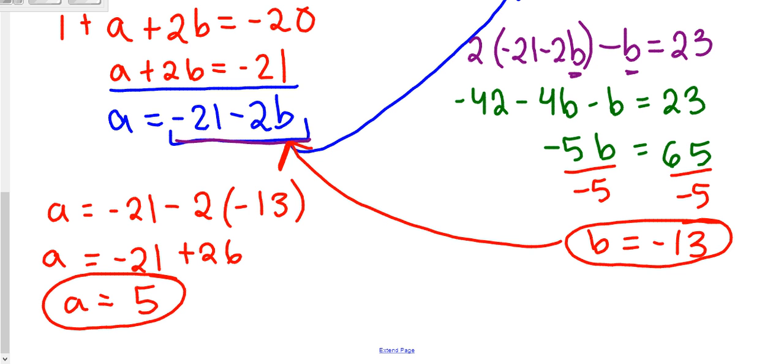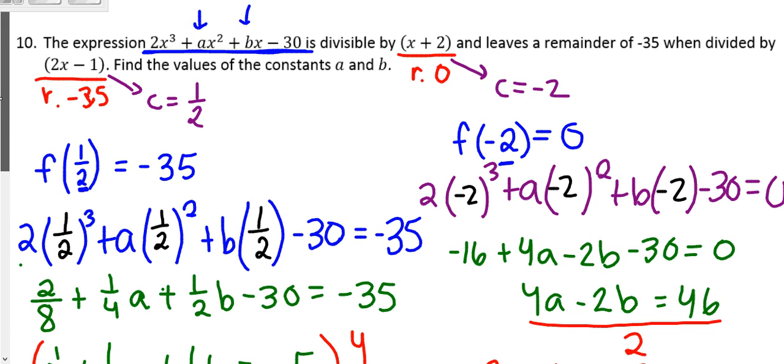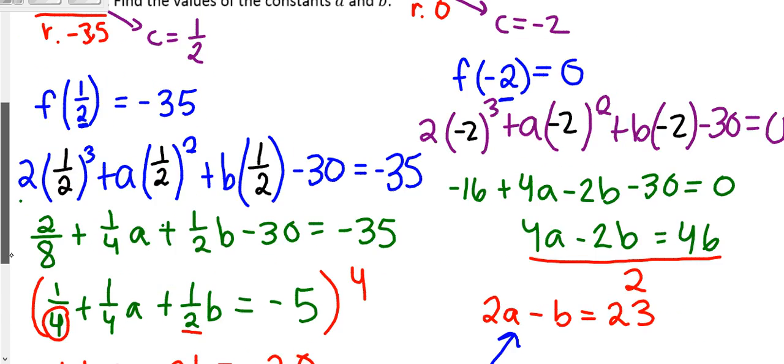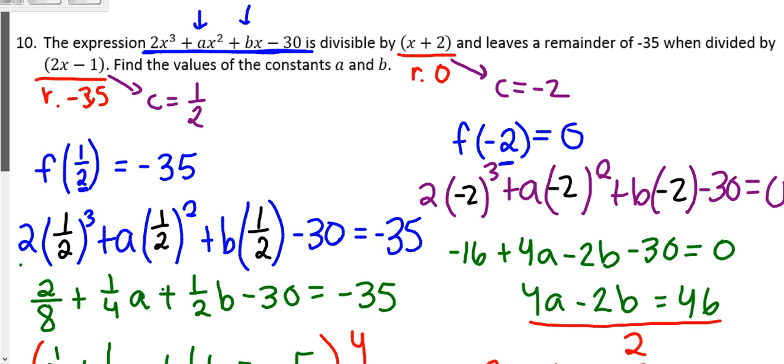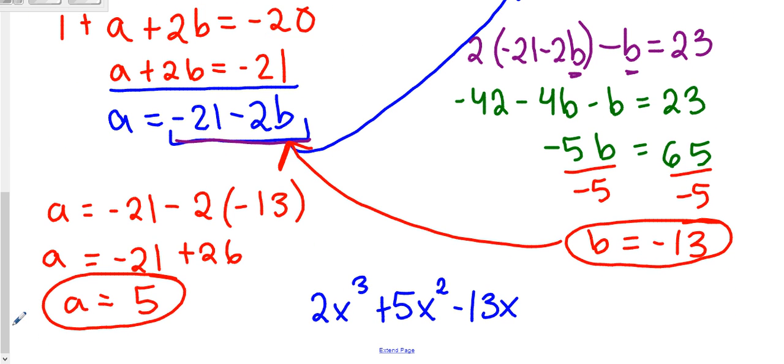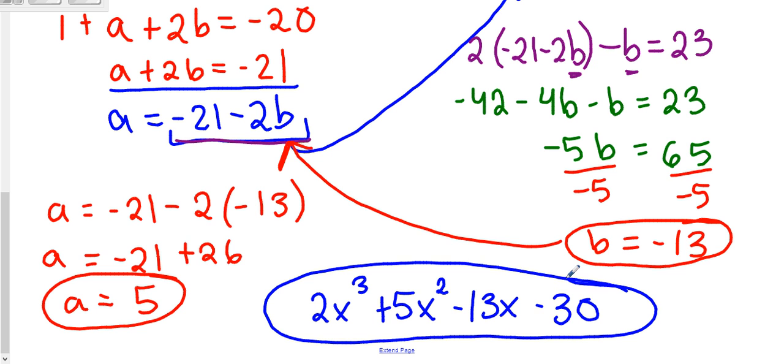So if we needed to rewrite our final answer, we would have 2x cubed plus ax squared plus bx minus 30. So 2x cubed plus 5x squared minus 13x. And was that plus or minus 30? Minus 30. That's what the polynomial looks like with a and b put in.